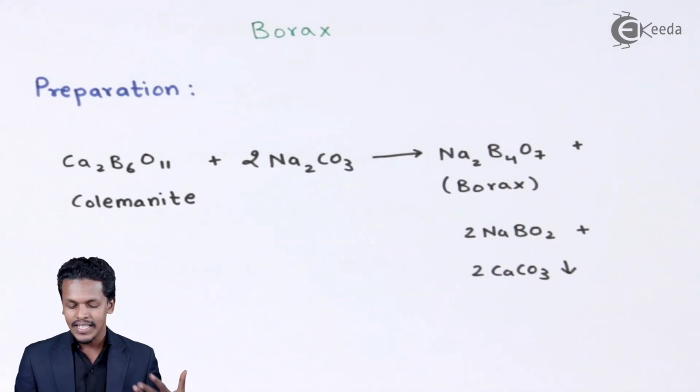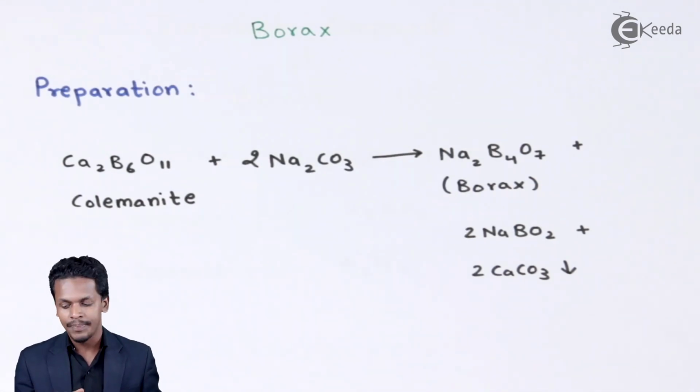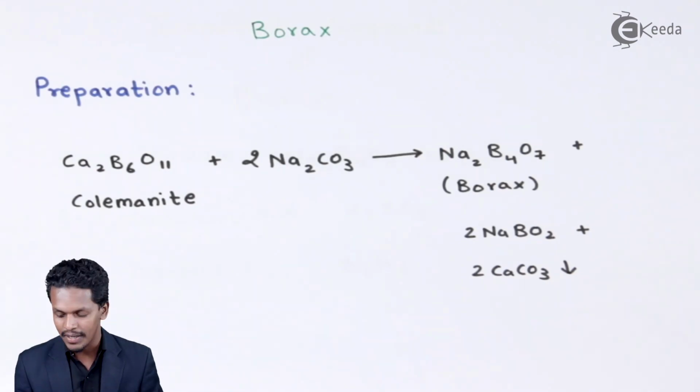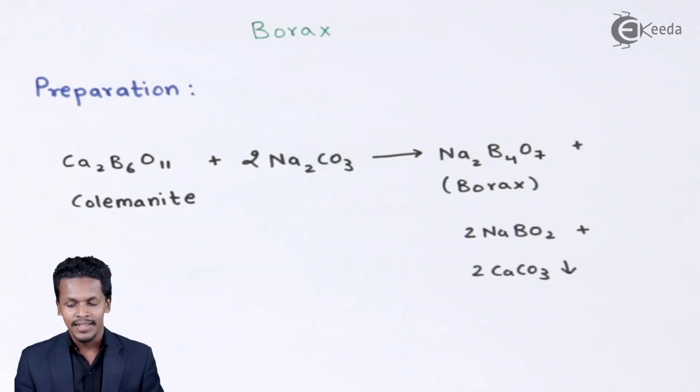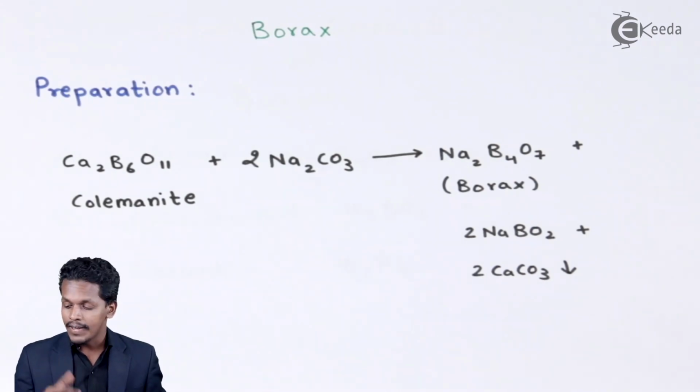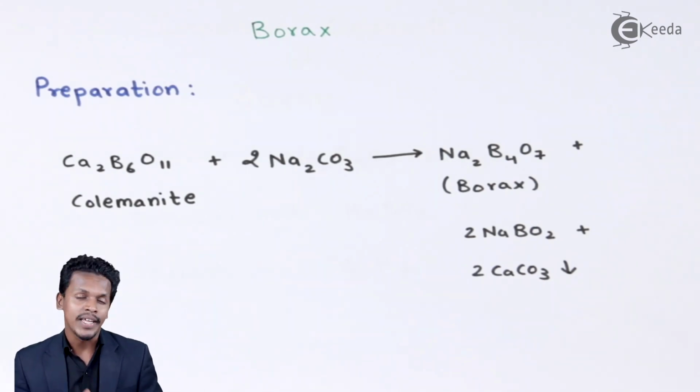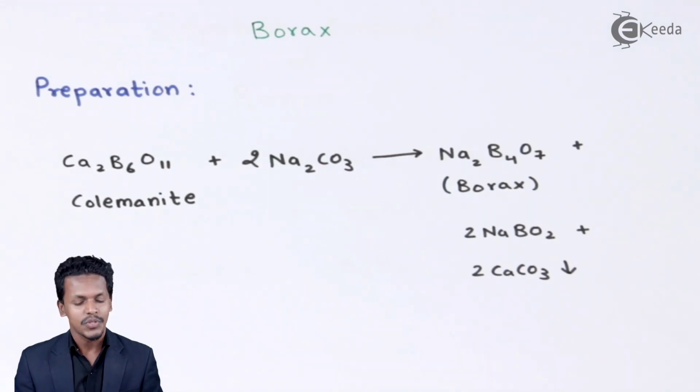So this is one of the methods where we could prepare borax. But borax is also present naturally, so it could be obtained through nature, as well as from this kind of mineral, colemanite, and that is the thing that we have talked about in the preparation. So now let us talk about the next one, that is the properties of borax. The properties of borax are as follows.